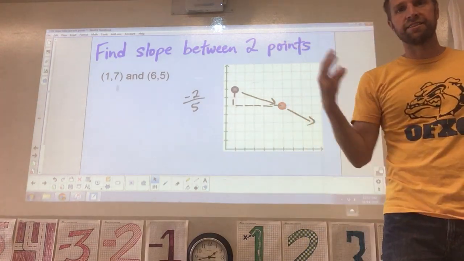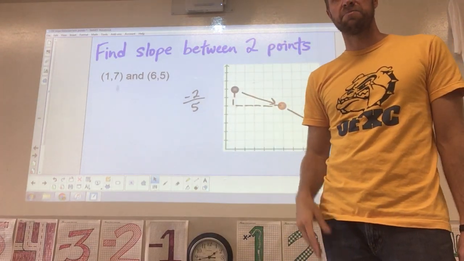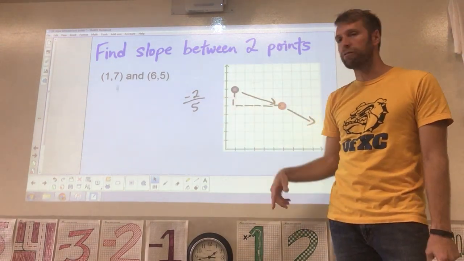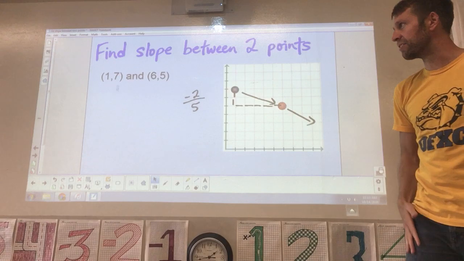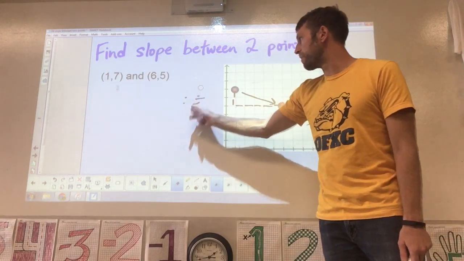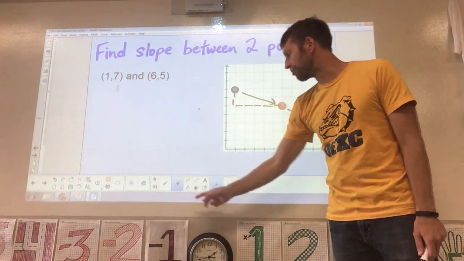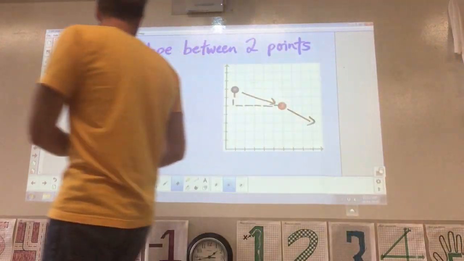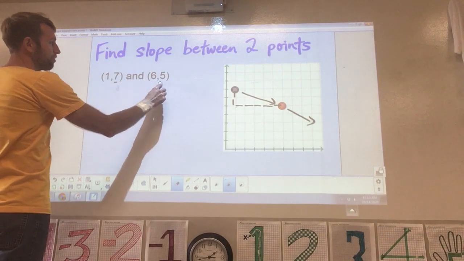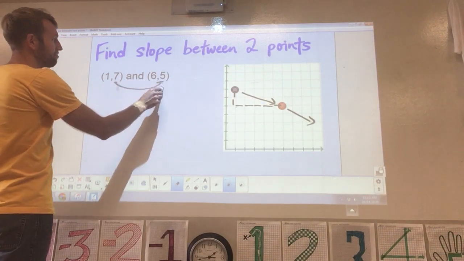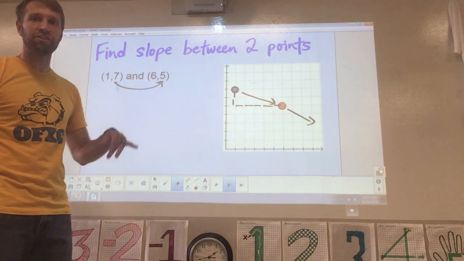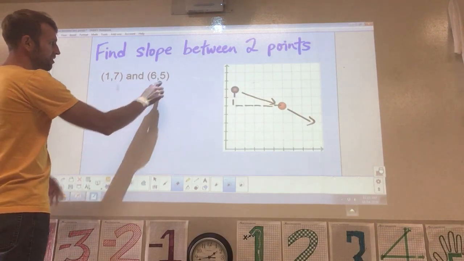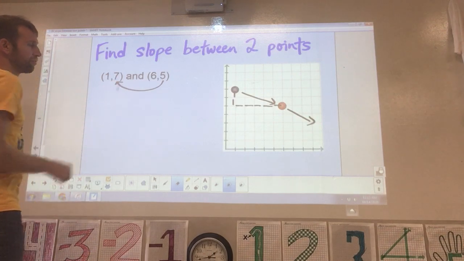Let's go ahead and see if we can mathematically get negative 2 over 5, the same thing that we got as our visual here. Remember, it's change in y over change in x. We want to look at our y values first. Going from 7 to 5 should be going downwards, that should be negative, but remember the way that we do that is we always take the newest value and then we subtract the other one.